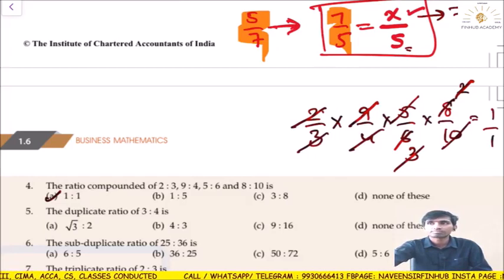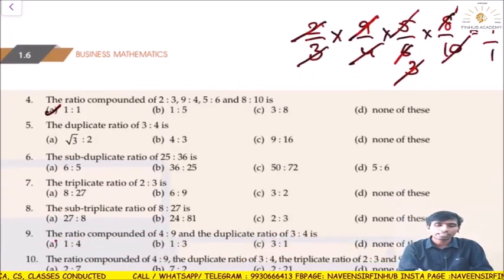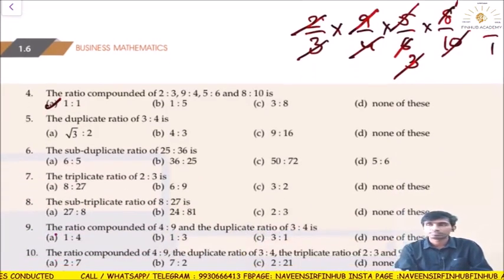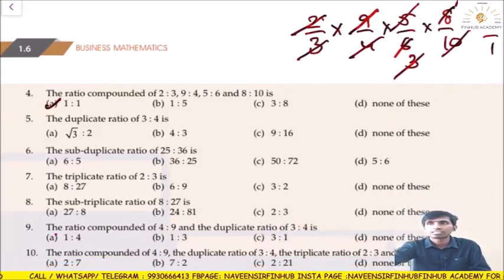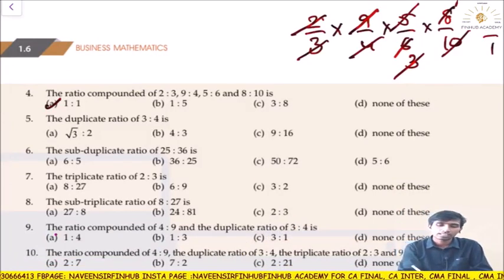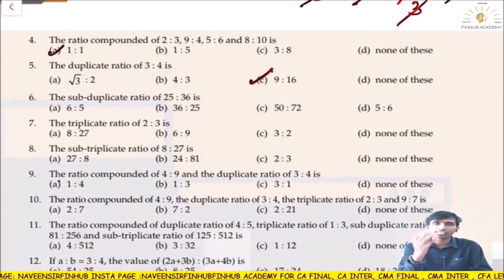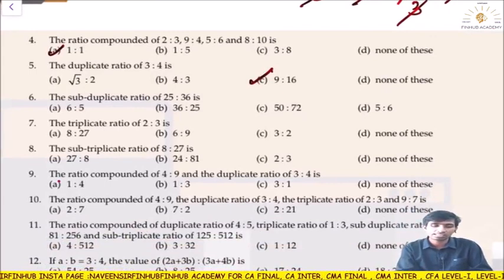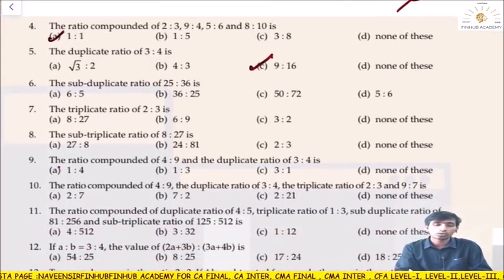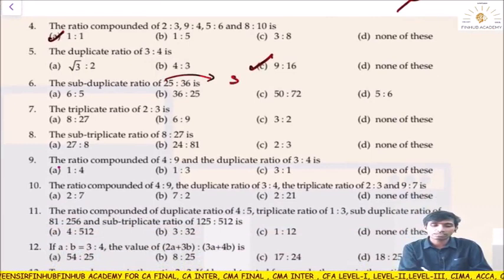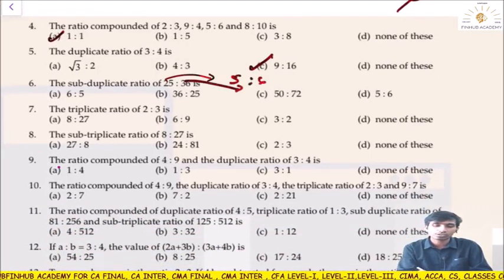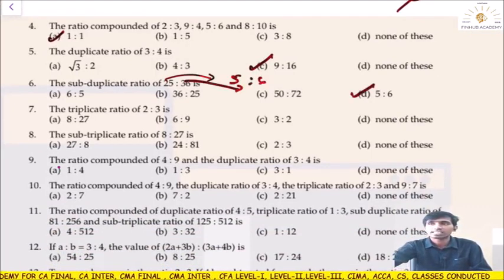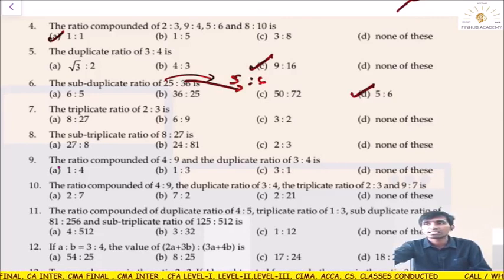Done. Next, duplicate of 3:4 is what? Duplicate means square: 9/16. Easy. 3 square is 9, 4 square is 16. Subduplicate means square root. 25 square root is 5, 36 square root is 6. So 5/6. Easy? Understood? It's a very easy chapter.